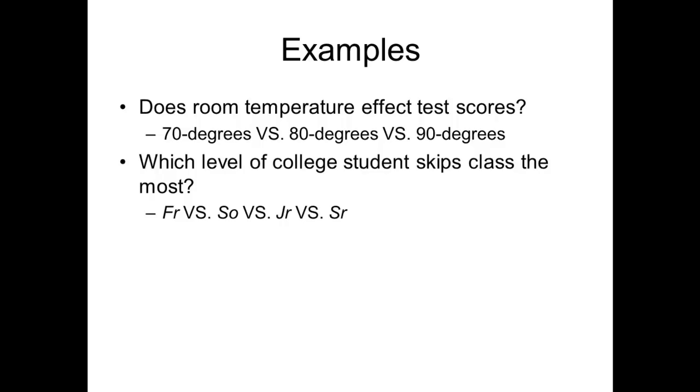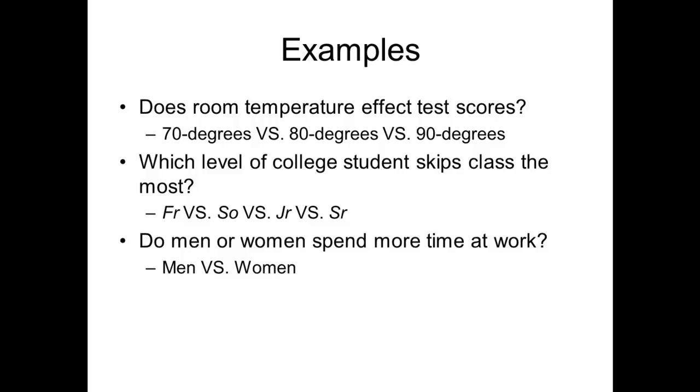Which level of college student skips class the most? Here you might compare freshmen with sophomores, with juniors, with seniors. That's 4 groups. We can't use a t-test there because that would cause us to have a very inflated type 1 error. But you can use the ANOVA when you just have 2 groups.